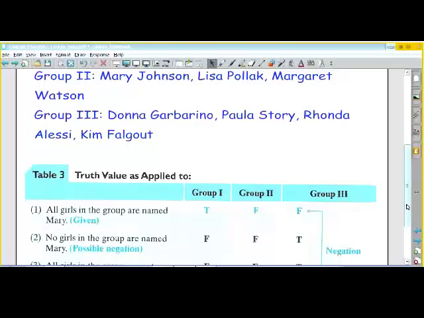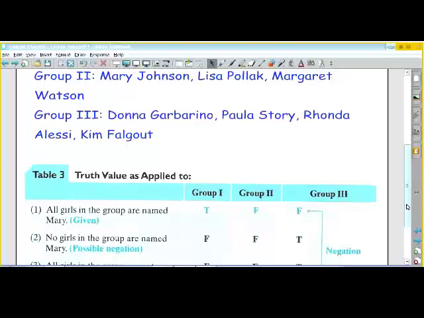Well, there's one that's named Mary, so that means it's a false statement. This is a false statement according to each one of those, to the second group. And then the final one, yes, that's true. In group 3, no girls in the group are named Mary, so this becomes true.